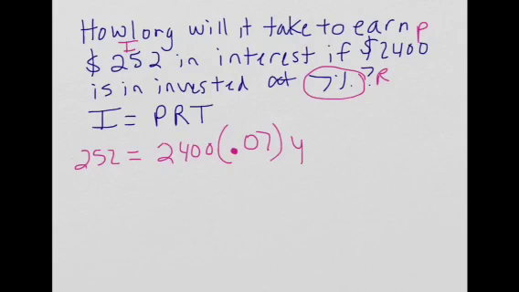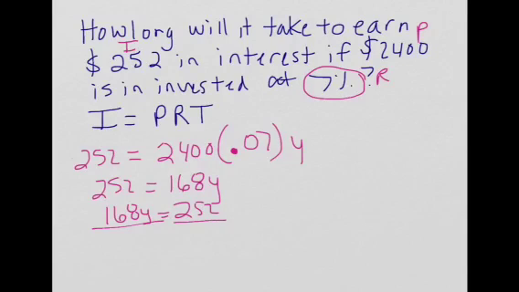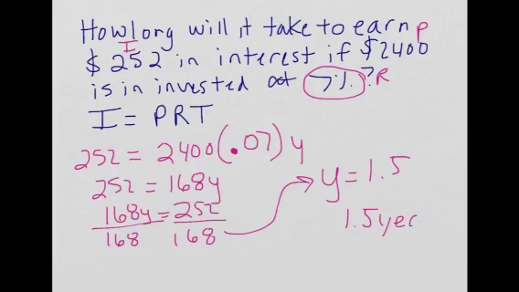So I'm going to multiply, and I'm going to get 252 is equal to 168Y. I'm going to do symmetrical. 168Y is equal to 252. We're going to divide them both by 168. And on the calculator, you will see that the years is 1.5. So it's 1.5 years. Make sure you label it years.